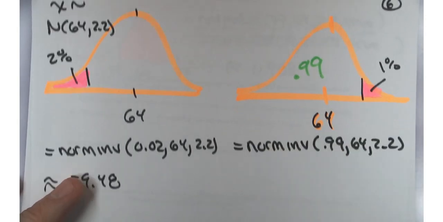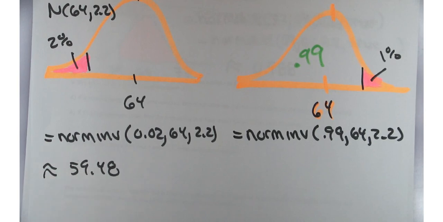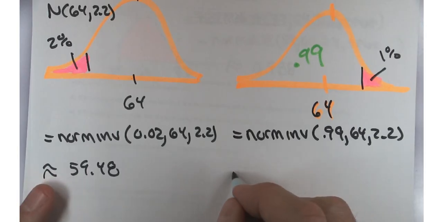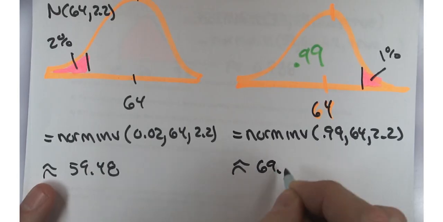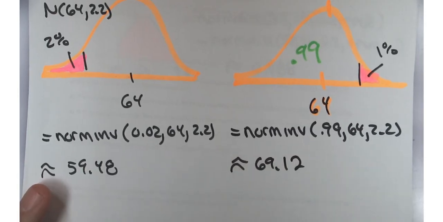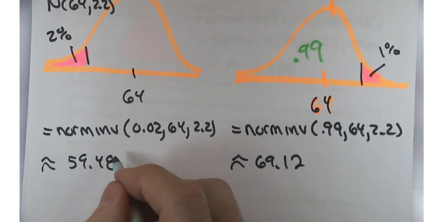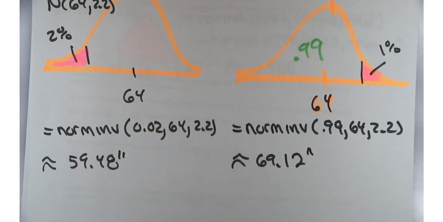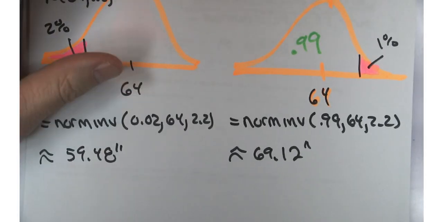What'd you get on that one? What's that value? 69 point what? 69.1, we'll call it 69.12. And that would be in units of inches. Well done. All right. Looking good on that one.